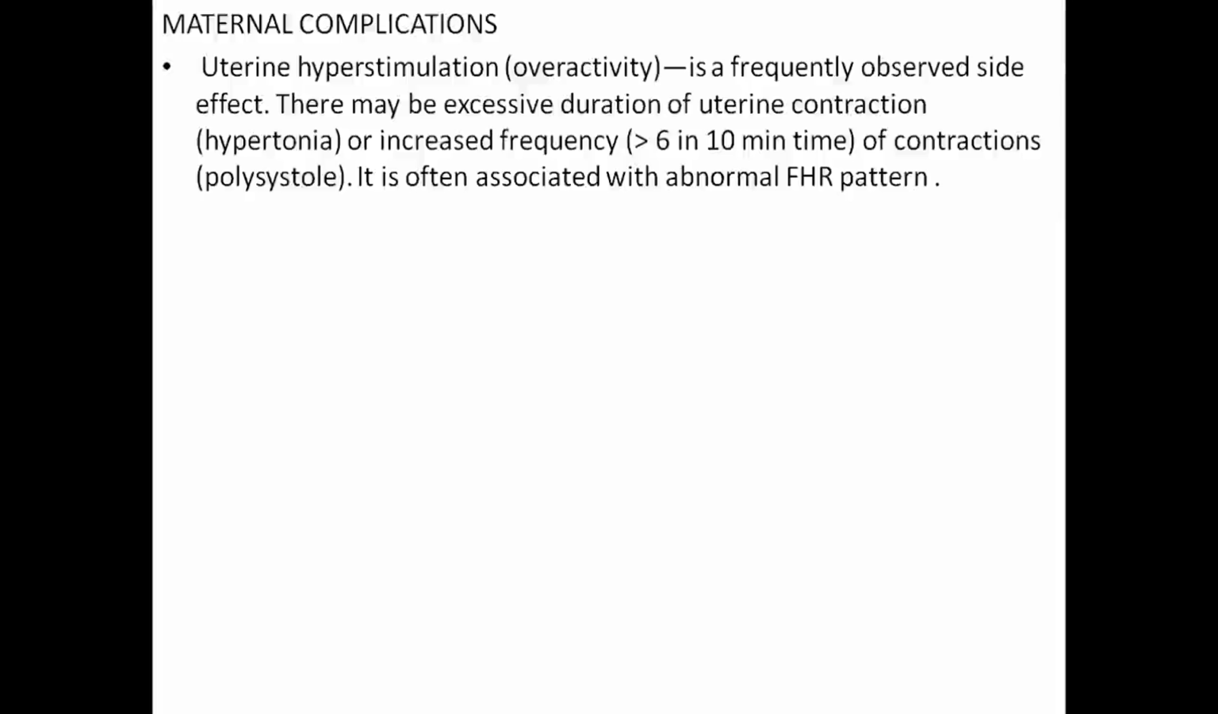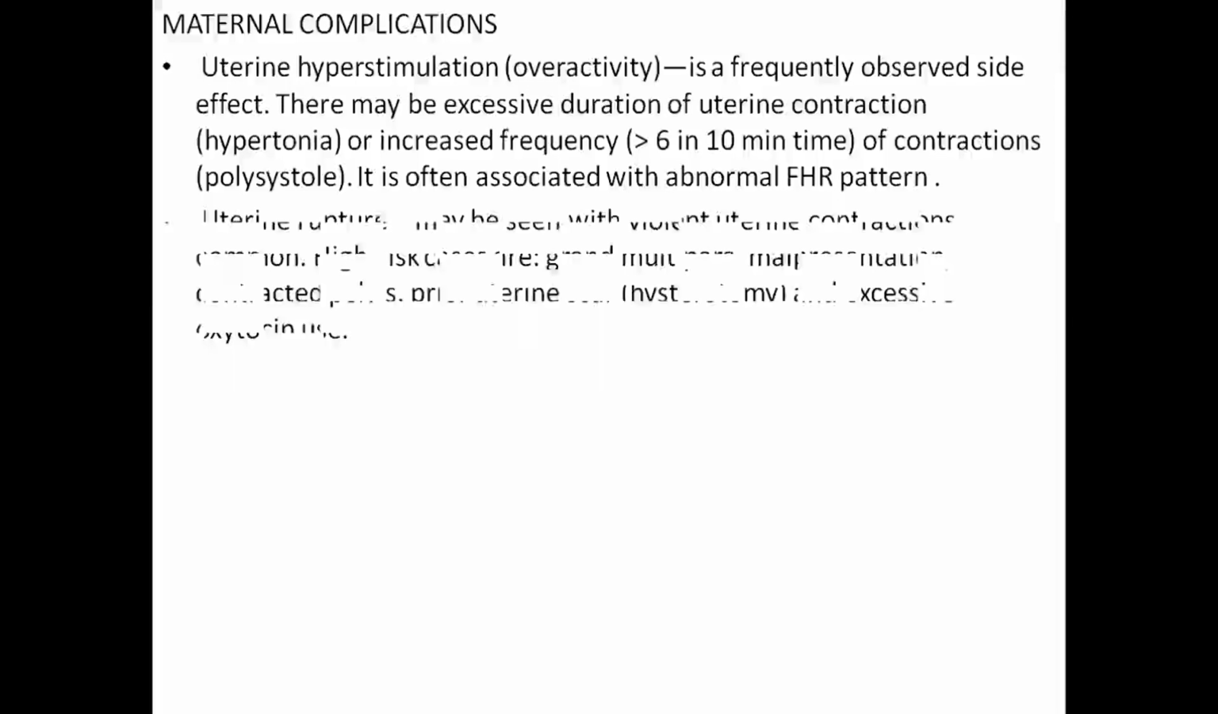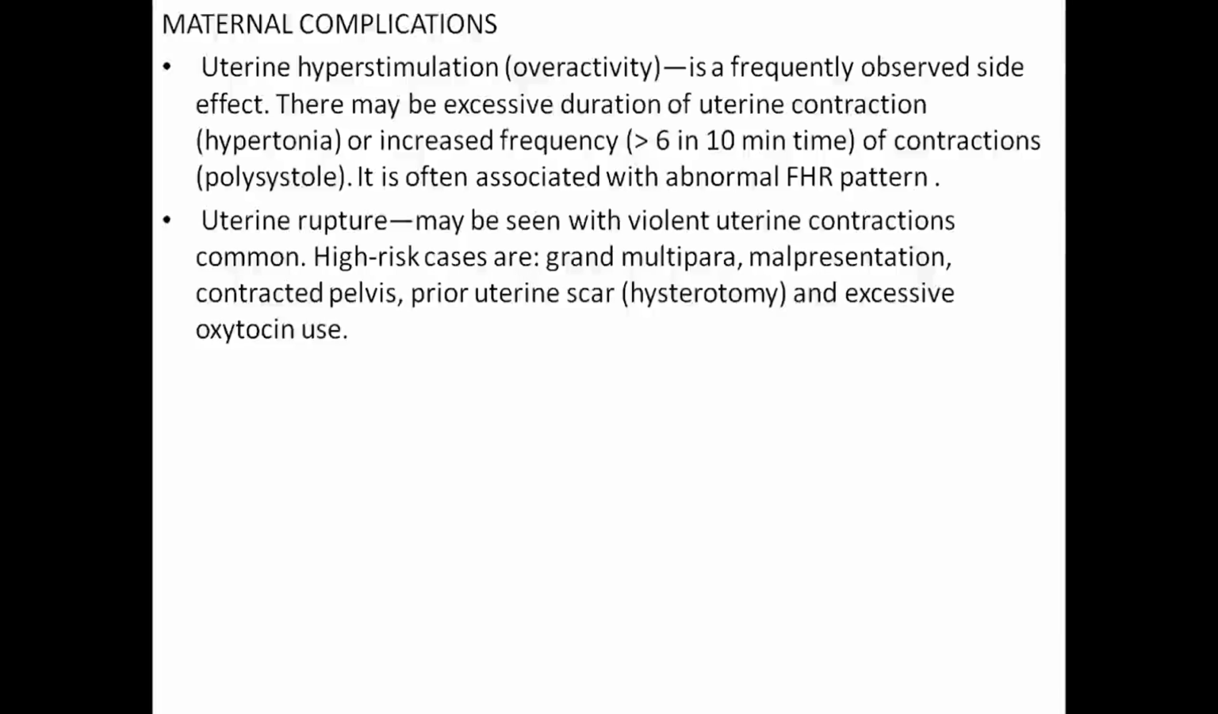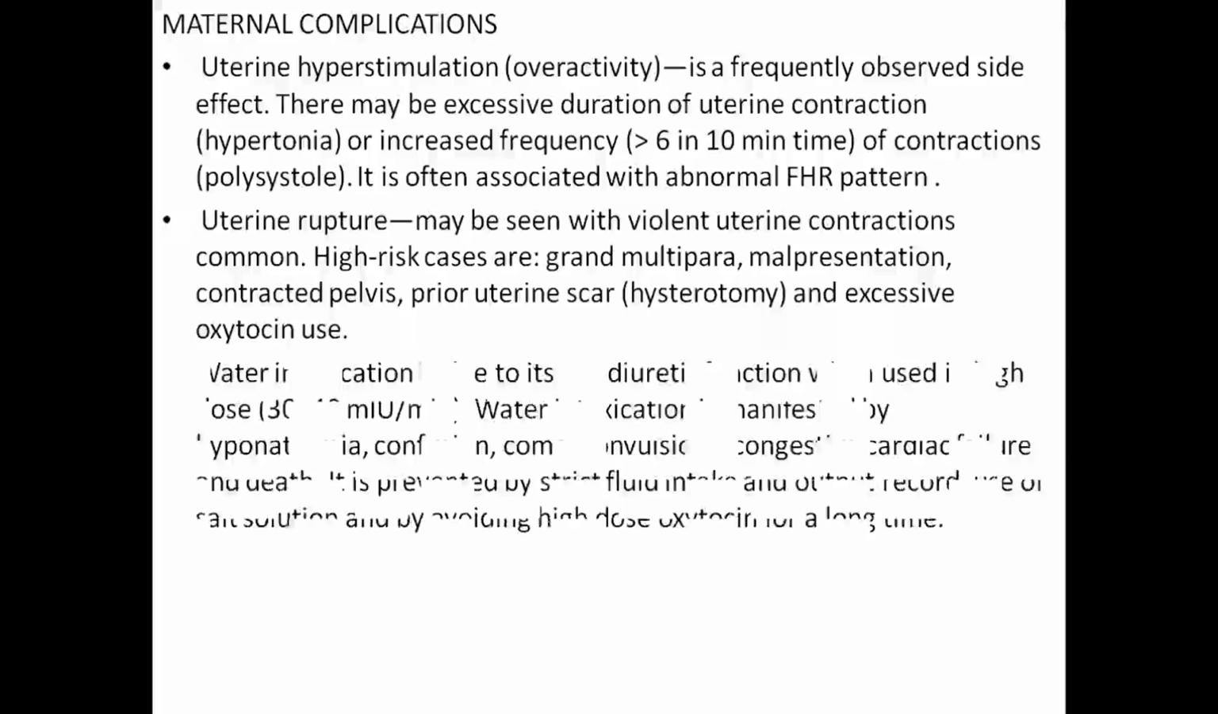Maternal complications include, first, uterine hyperstimulation. It is frequently observed as a side effect. There may be excessive duration of the uterine contraction or increased frequency of contractions. It is often associated with abnormal fetal heart rate pattern. Second is uterine rupture, which may be seen with violent uterine contractions. High-risk cases are grand multipara, malpresentation, contracted pelvis, prior uterine scar like hysterotomy, and excessive oxytocin use.